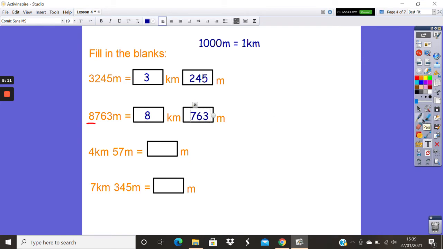Now the next two measurements are already in kilometres, so we need to put those into metres. Okay, so we know that in a kilometre there are 1,000 metres. So in 4 kilometres there would be 4,000 metres, and then we have 57 metres left as well. So we've got 4,057 metres. In 7 kilometres, there will be 7,000 metres, and then we have 345 metres. So 7,345 metres.